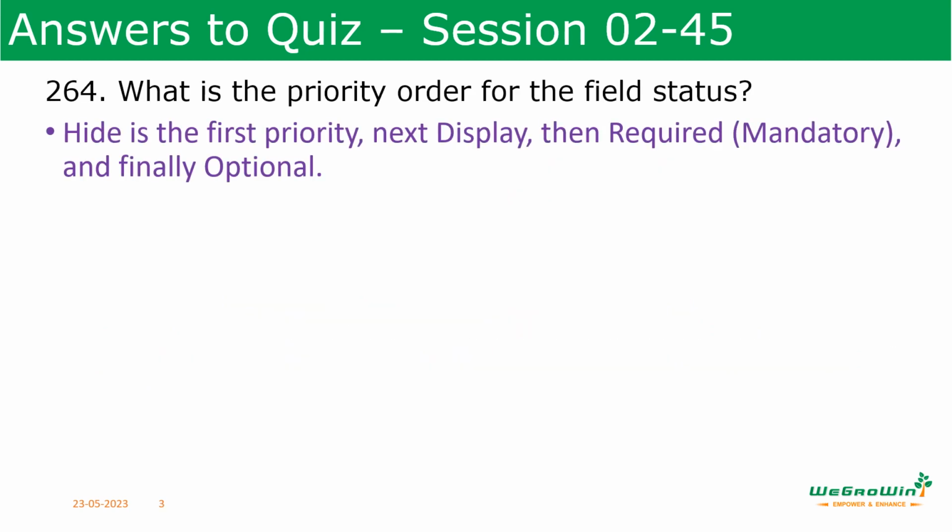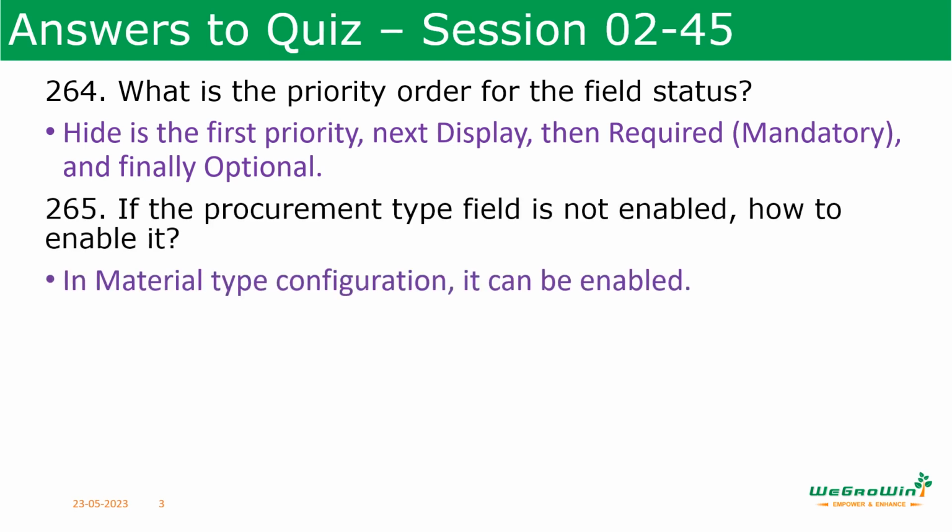What is the priority for the order of the field status? The field status priority is hide is the first priority, next is display, then required, that is mandatory, and finally optional. If the procurement type field is not enabled, how to enable it? Yes, we can enable it through material type configuration.